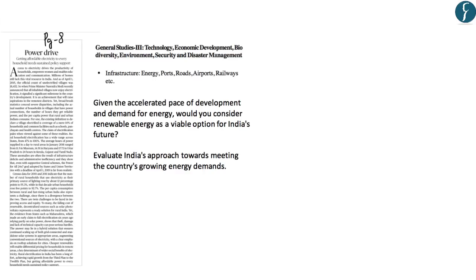We will discuss this article that appears on the editorial page and it reads Power Drive. This article pertains to the electricity sector and forms a part of GS paper 3 under the heading Energy. The main focus of this article is the level of access to electricity in India. Access to electricity is an important part of energy security in the country, and related questions have been asked in the past in mains exams.